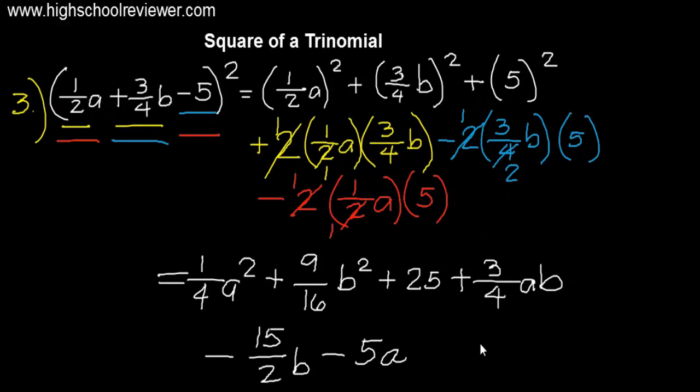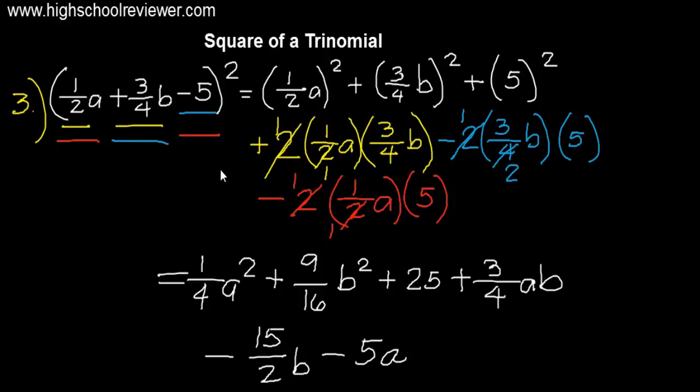Our number 3, we have the quantity of 1/2 a plus 3/4b minus 5 raised to the power of 2. Our first term is 1/2 a. Our second term is 3/4 b. Our third term, negative 5. Again, get the sum of the square of the first and the second, and the third term. And then multiply by 2 the first and the second term.